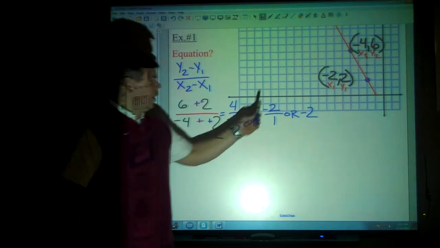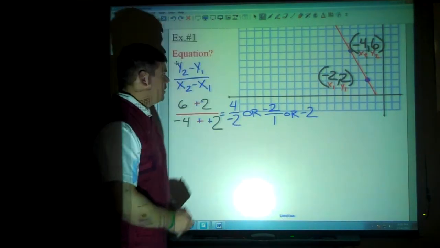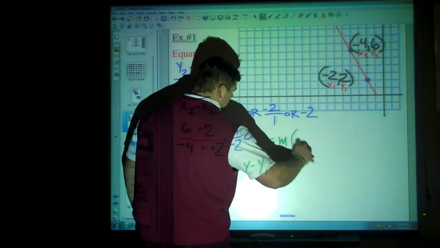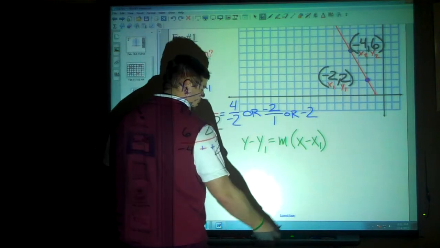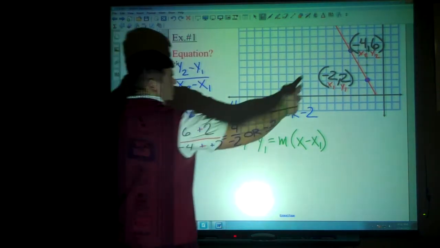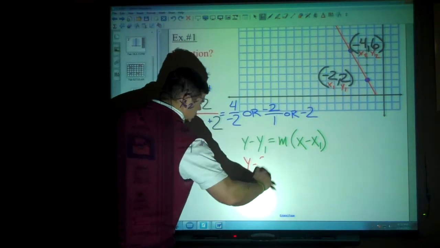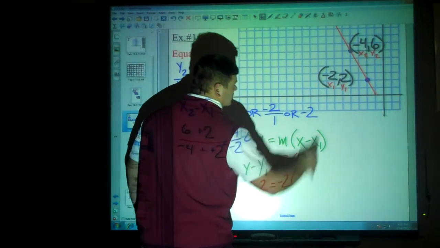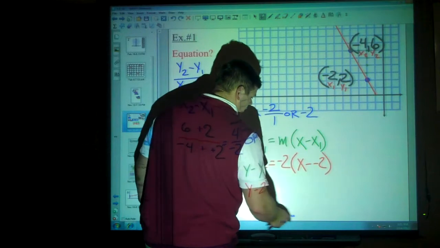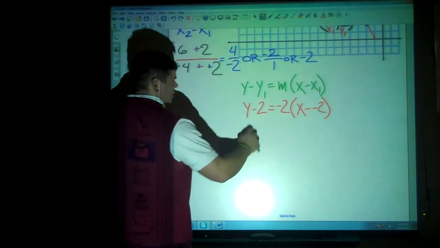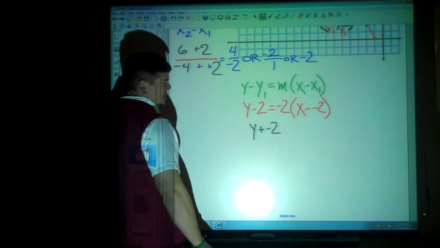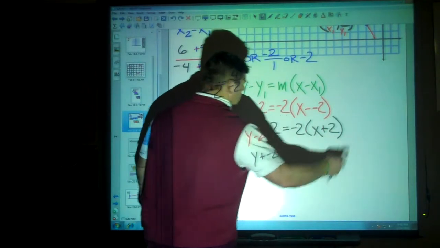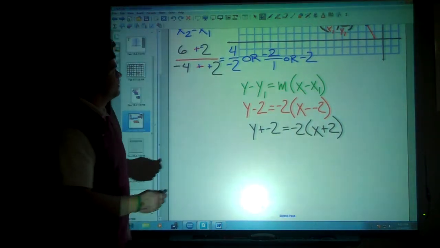And then we need one of the coordinates, it doesn't matter which one, and we'll use our y minus y sub 1 is equal to the slope times x minus x sub 1 formula. So my y minus this y is going to be y minus 2 equals the negative 2 for my slope, x minus negative 2. Now I need to be careful that I watch my signs, so it might be beneficial to make that y plus negative 2 is equal to negative 2 times x plus 2. So that's one possible answer.